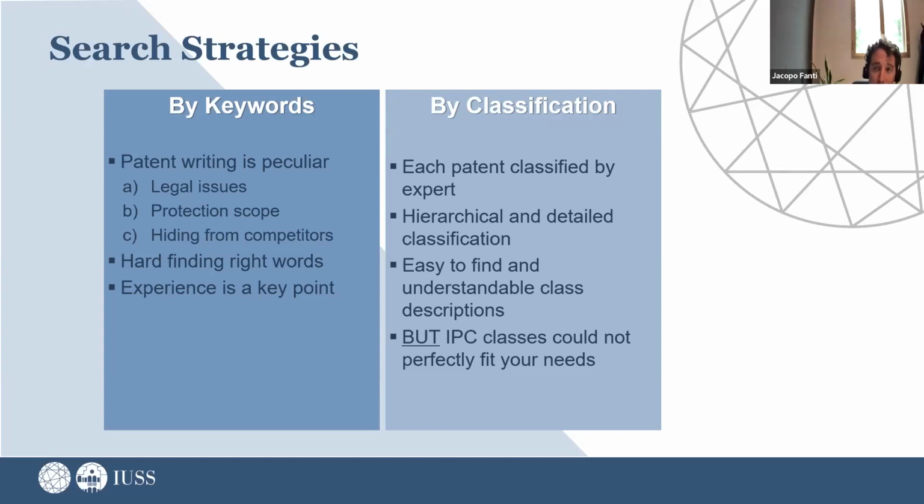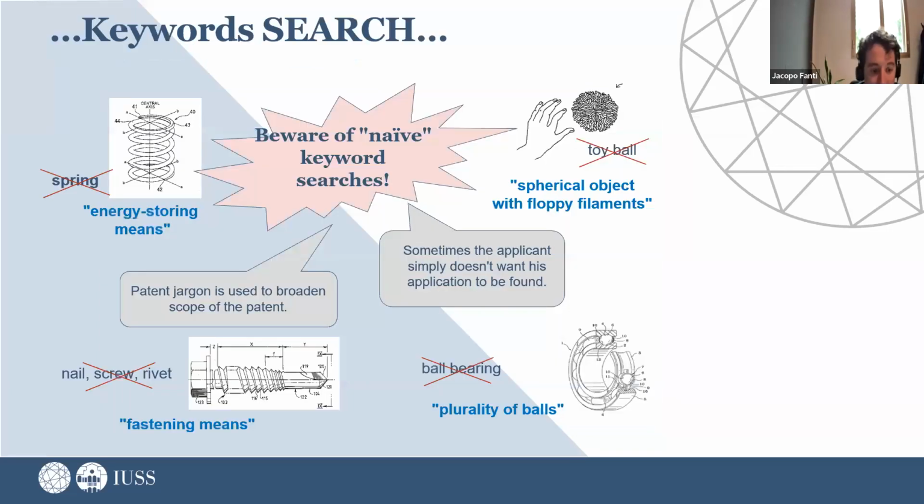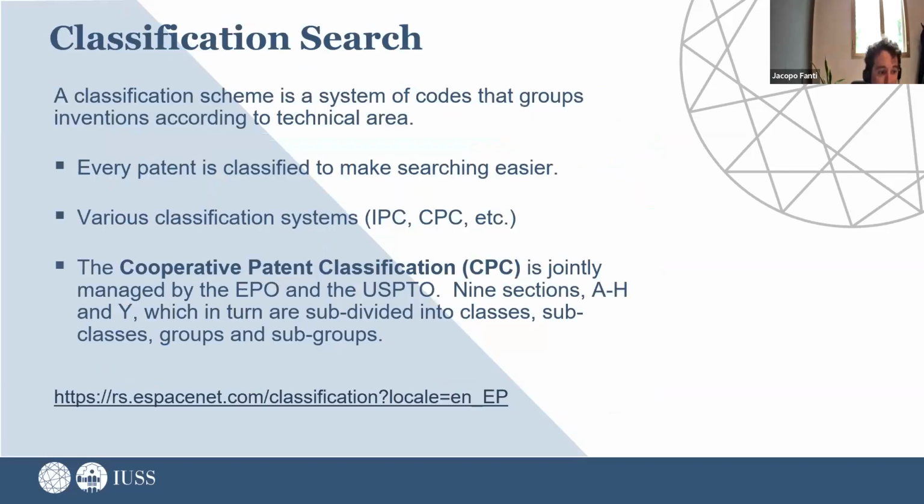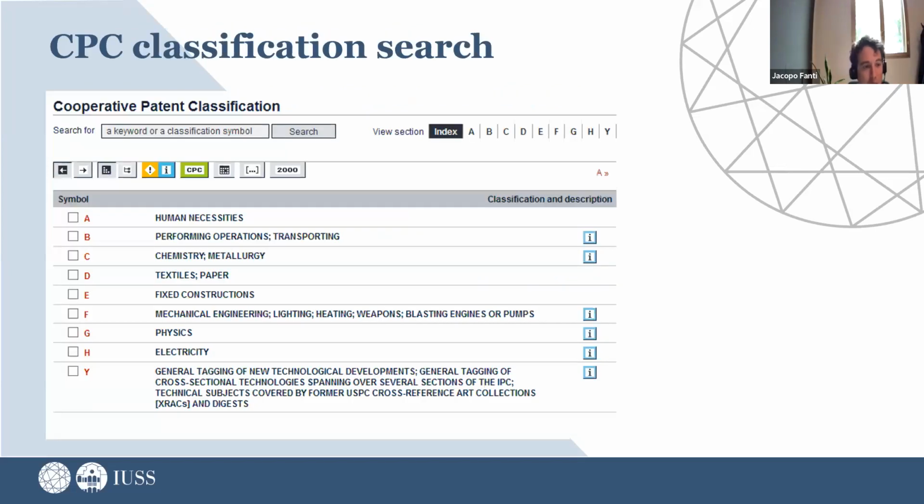So the codes of classification are reliable as a filter for your searches. So use a lot of keywords, many synonyms and so on, and filter by a classification code. I think that this is very important. And in particular, I suggest you use the Cooperative Patent Classification, the CPC, which is worldwide recognized.